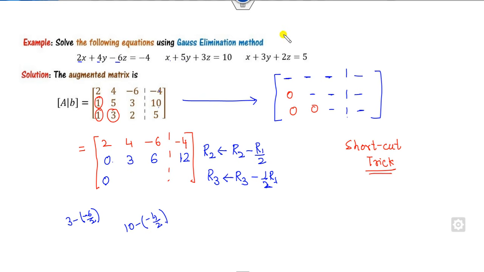Similarly, how do I write this value? 3 minus, I divided this value by 2, so it is 4 by 2, so it is my 1. Similarly, for the next value, it is my minus 6 over 2, it's a 5. And the last value is 5 minus, divided by 2, it is my 7. Now you can see, if you are using this method, there are so many calculations you need.